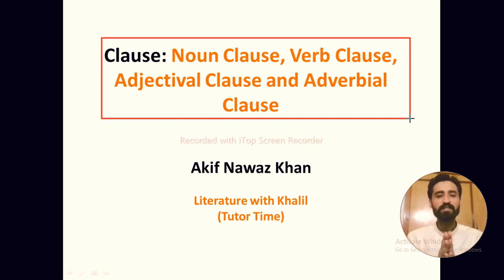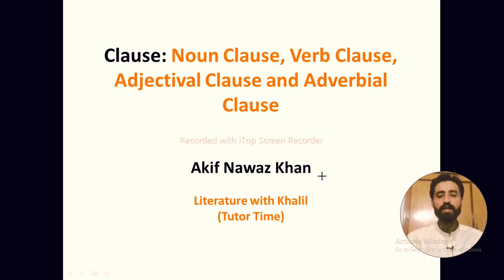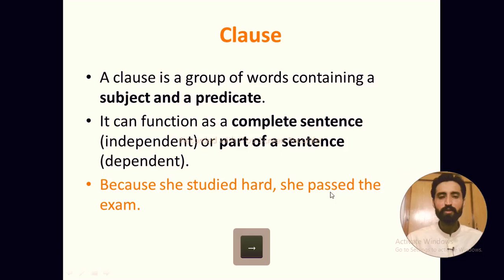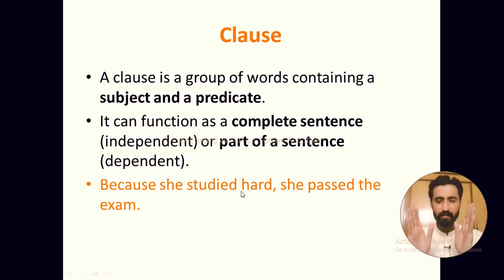Now let's take our discussion further and try to understand what these different types of clauses are. The first one is, let me revise what is a clause. A clause is a group of words that has a subject and a predicate. It can function as a complete sentence and sometimes as part of a sentence. An independent clause is called a complete sentence, and a dependent clause is actually part of a sentence. But the important thing is that both have a subject and a predicate.